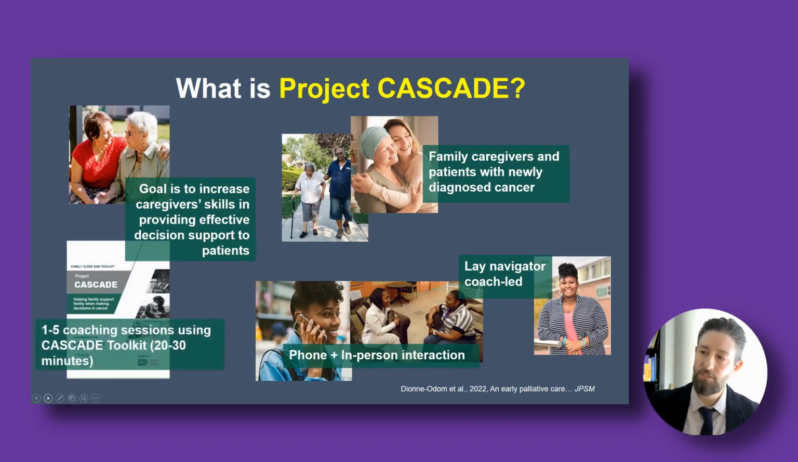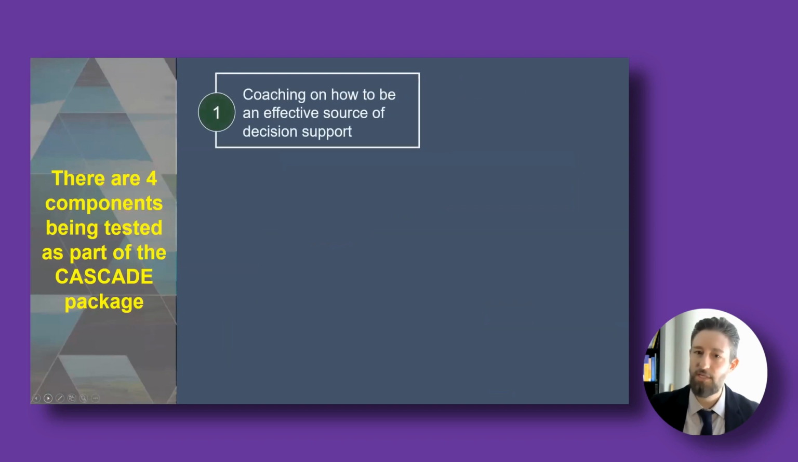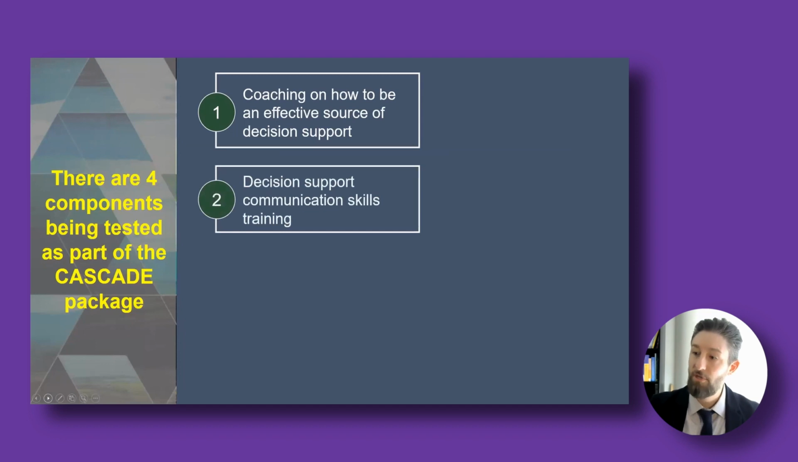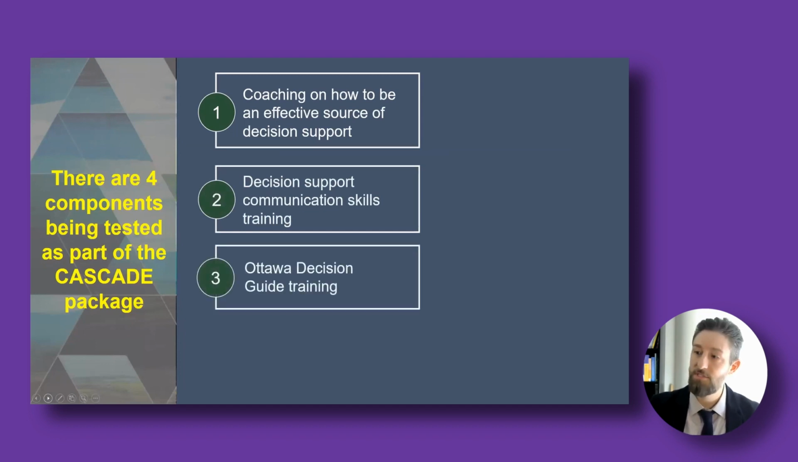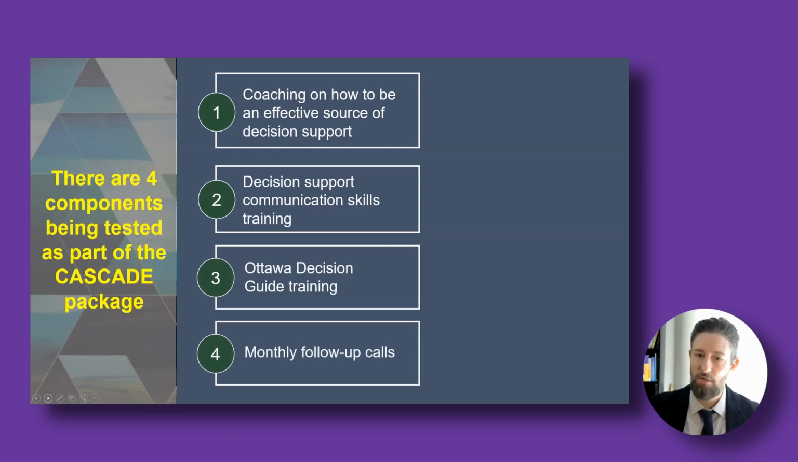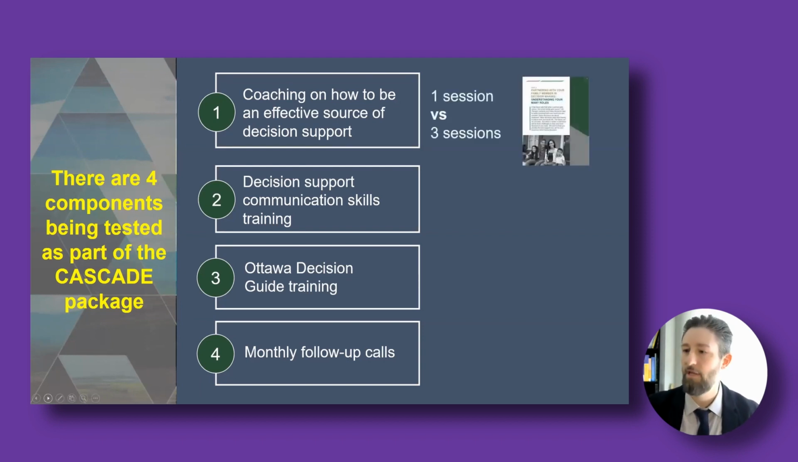And depending on the condition that you're randomized to, you get anywhere between 1 and 5 coaching sessions using a toolkit. There are 4 components to CASCADE: coaching on how to be an effective source of decision support, communication skills training, audio decision guide training, and monthly follow-up calls. I don't really want to dive too deep into any one of these components. I think it really just serves as, for lack of a better word, the fodder for me telling you where I'm coming from with this advice I'm going to give you on how to run these sorts of trials. However, if you have questions about these specific components, happy to answer them.